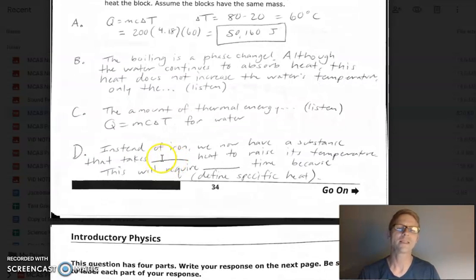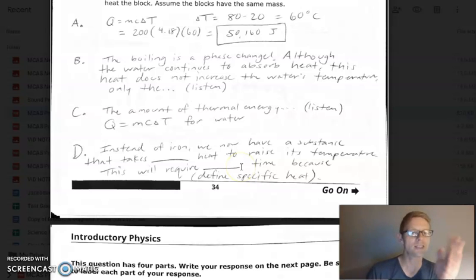But this time, if we use something instead of iron, we're going to have something that takes more heat to raise the temperature. That's what specific heat is. So you're going to want to define that. Specific heat says how much heat you need to raise the temperature a certain amount. So this is going to take more heat and therefore more time.